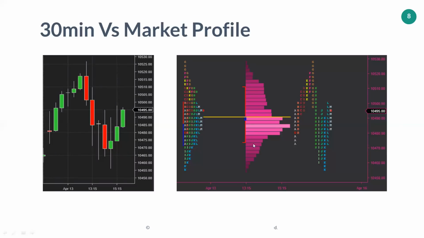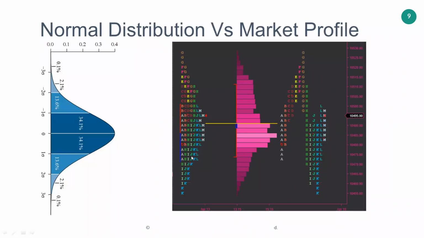It is as good as reading your 30-minute charts. On the left-hand side, what you're seeing is the 30-minute candlestick charts, and the split profile exactly replicates the same thing. If I compress everything, what I'll get is a market profile. Every day I'll get a distribution, and these distributions can be compared with normal distribution.